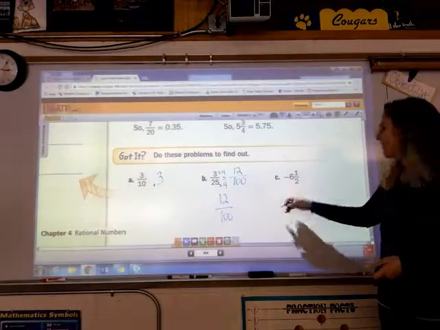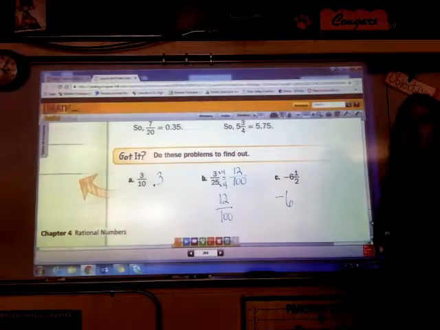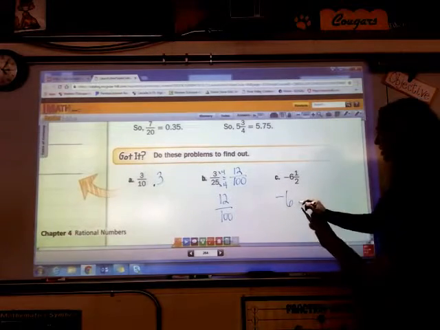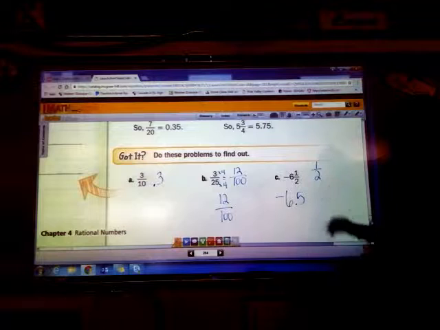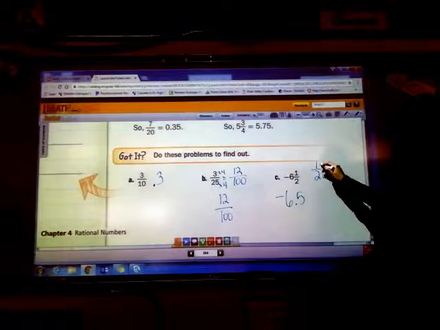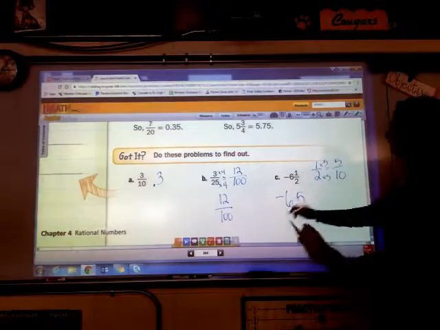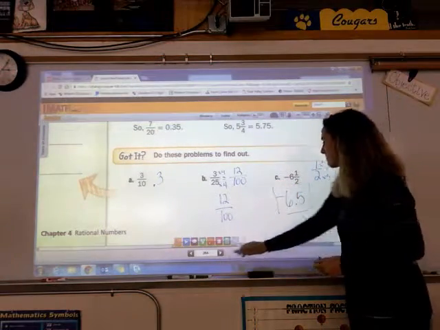Negative 6 1/2, I have a whole number there, so -6. I know 1/2 should be a fraction that most of us know. It would be the same as 0.5, or I can think again to myself, 1/2 would be the same as how many tenths? 2 times 5 is 10, so 1 times 5 is 5. So you have -6 5/10 for your answer there.